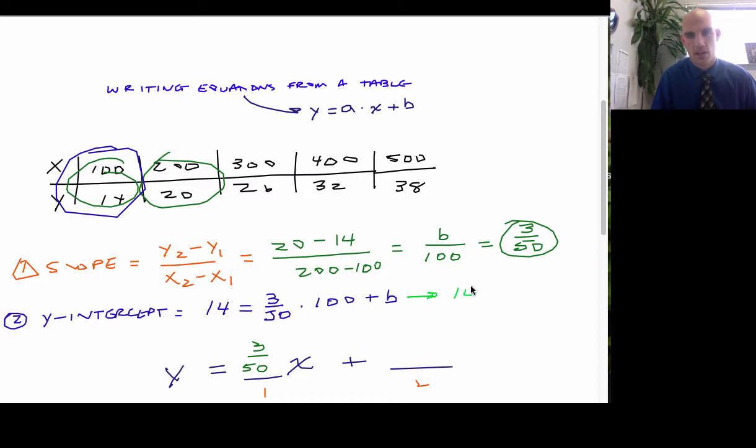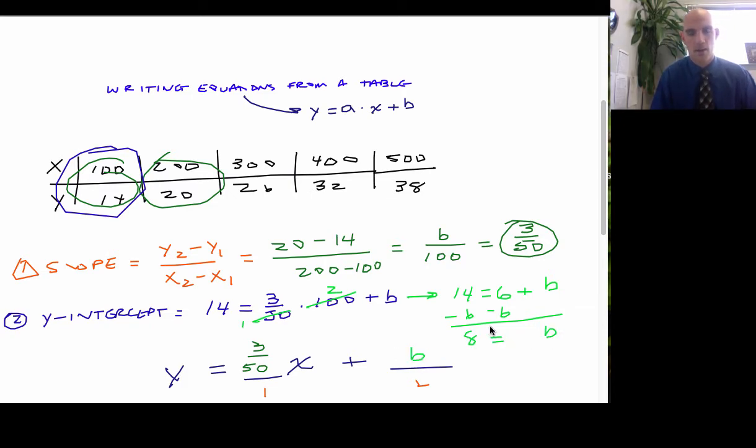So I'm going to step over this way, and I'm going to make this 14 equals, now 3 over 50 times 100, this would cancel out. So 50 goes in once, and 100 goes in twice, so 6 plus b. Okay, so see how I did that? I'm solving this equation. I plugged in a y, I plugged in an x, and I plugged in my m that I knew. So I'll subtract 6 from both sides, and 8 equals b.